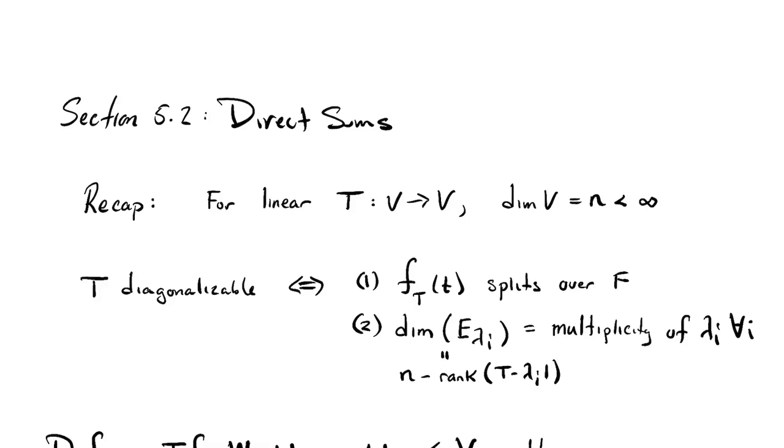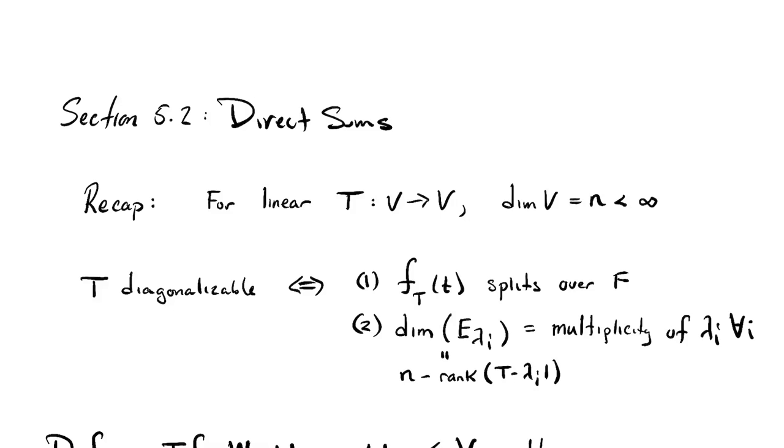All right, welcome back to Linear Algebra. We're going to finish up our work in section 5.2 and chapter 5 by talking about our progress in this diagonalization problem in the context of a more general construction in vector spaces called direct sums.